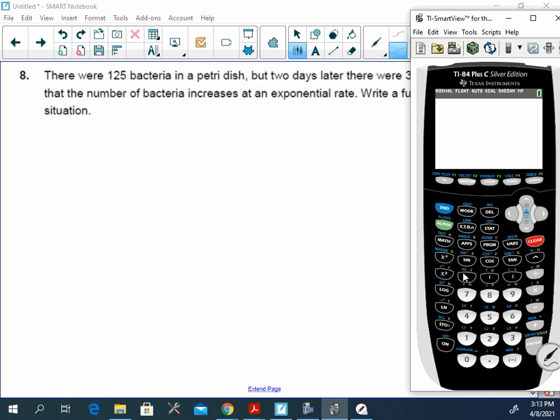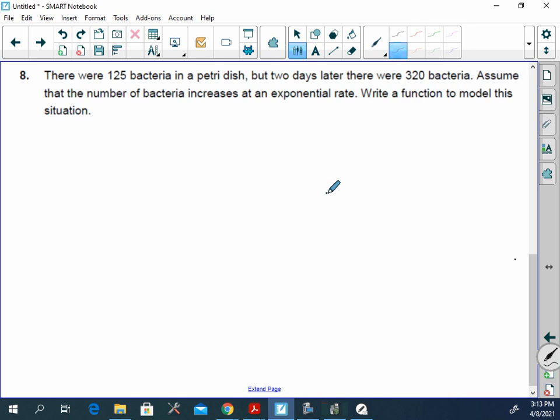We kind of showed you this, but a lot of people don't make this connection. So in the calculator, she's going to put in the L1 and L2, put some data in there. So what's one of the points that you're using there? I did 0 and 125. Okay, 0 and 125, because there were 125 at the beginning, right? And then the other point you used? I used 2 and 320. 2 and 320. Okay.